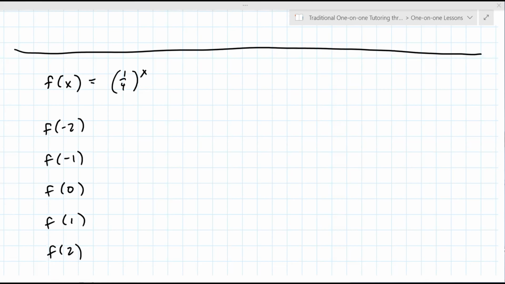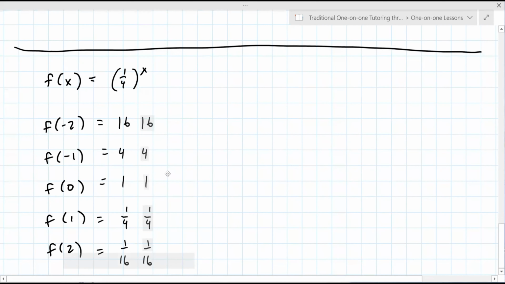Okay, I think I got it. I'm gonna write down the answers here, and you can tell me if they're right. For 0, I got 1. For 1, I got 1/4. For 2, I got 1/16. And then for -1, I got 4, and then -2, I got 16. Sounds good to me. My question is on this one. I think I got the negatives or the fractions mixed up. So for this one, the +1 and the +2 are the ones with fractions in them.